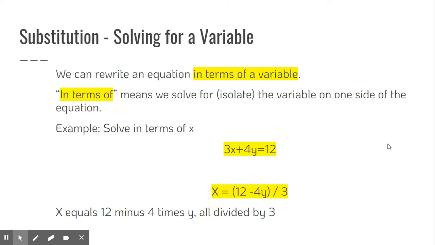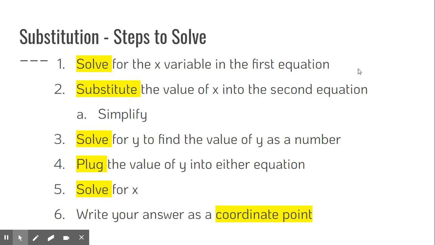We need to do this because for the steps of substitution, the very first step is to solve for the x variable in the first equation. Once we know the x variable, we can substitute the value of x into the second equation and simplify. That's going to allow us to solve for the y variable to find the value of y as a number. And then we'll plug that value into either equation and use that to solve for x. Our last step, as always, is to write our answer as a coordinate point.